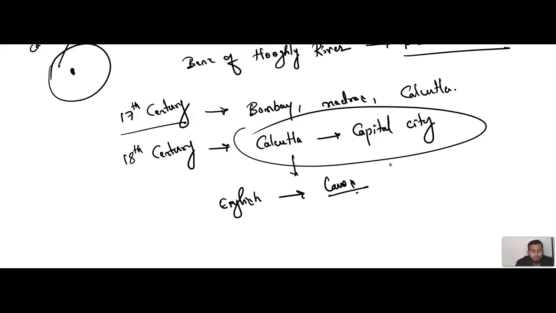Who issued a royal charter authorizing the East India Company to trade with eastern countries for 15 years? In which year? Who issued a royal charter? Queen Elizabeth. In which year? On 31st December 1600. Answer. Got it? Next question.